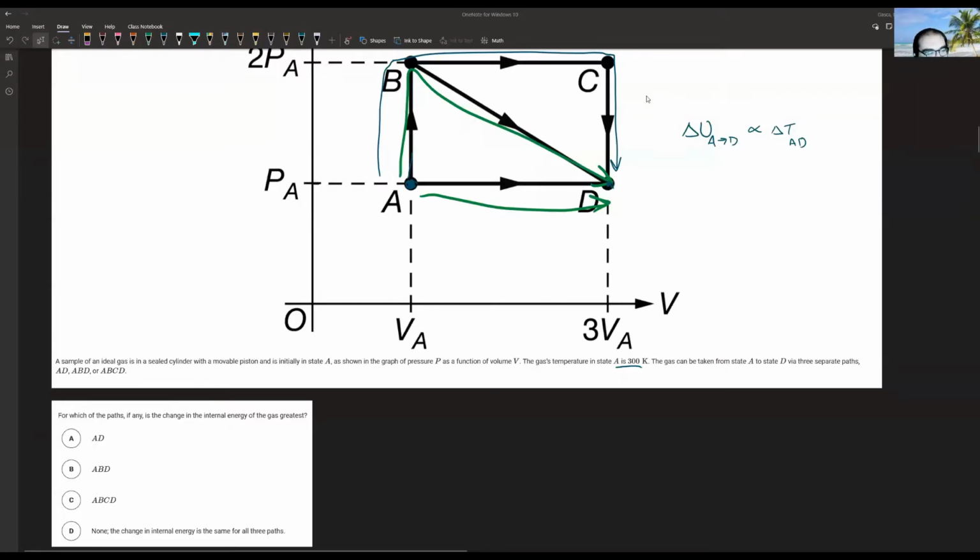Okay, so what this tells us is that the change in internal energy is really just going to depend on the temperature at D and the temperature at A, and how we get there doesn't really matter. So it turns out none of them is the best answer. They all experience the same change in internal energy for the 3 paths.